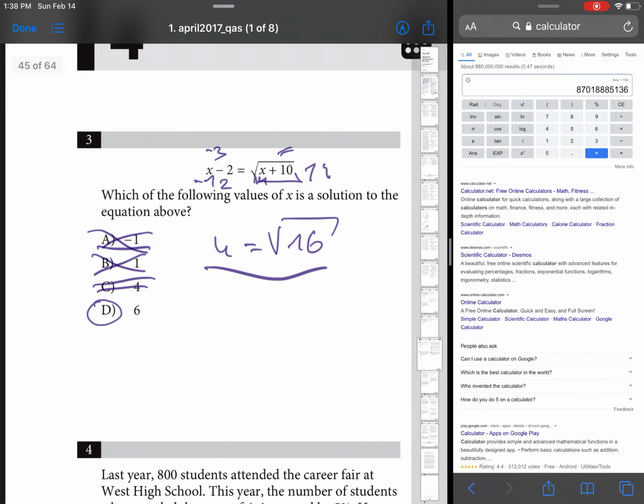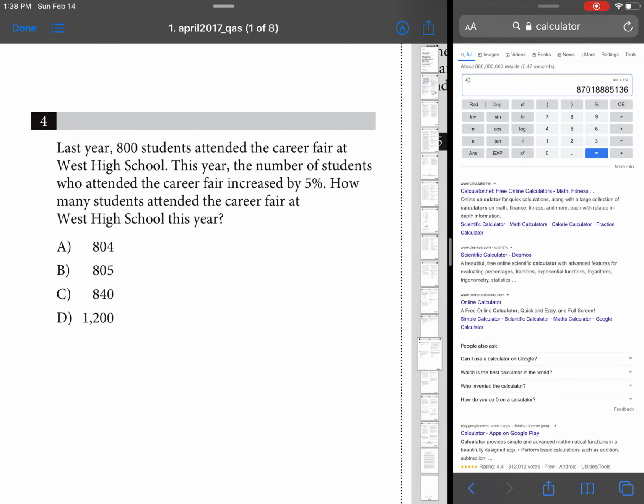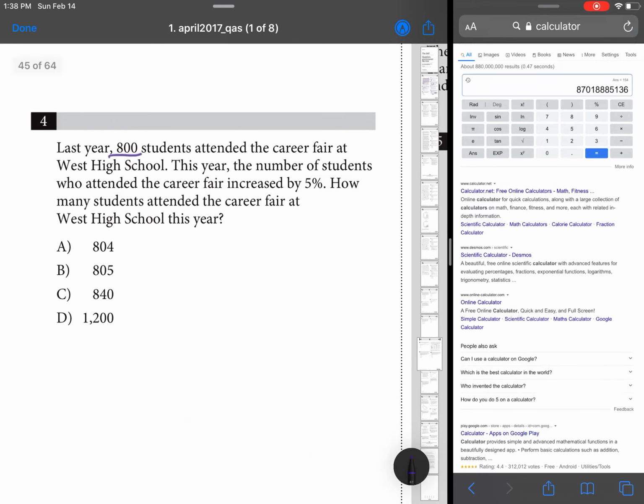Next, moving along. Question 4. Last year, 800 students attended the career fair at West High School. This year, the number of students who attended the career fair increased by 5%. How many students attended the career fair at West High School this year? Okay, 800. And this year, it's 5% more.